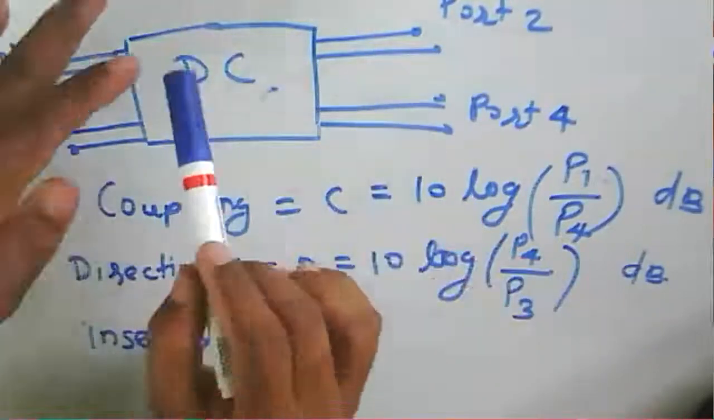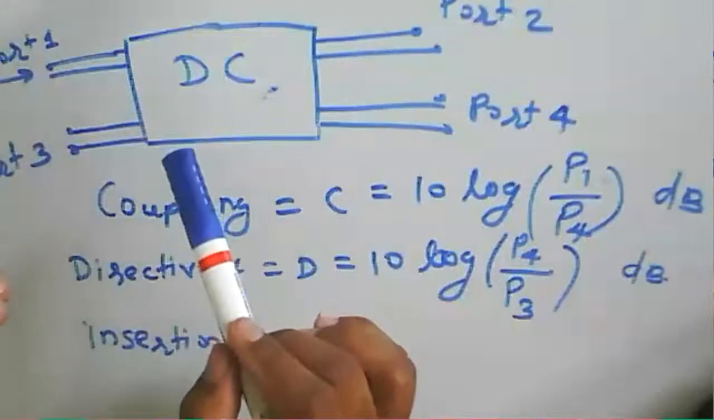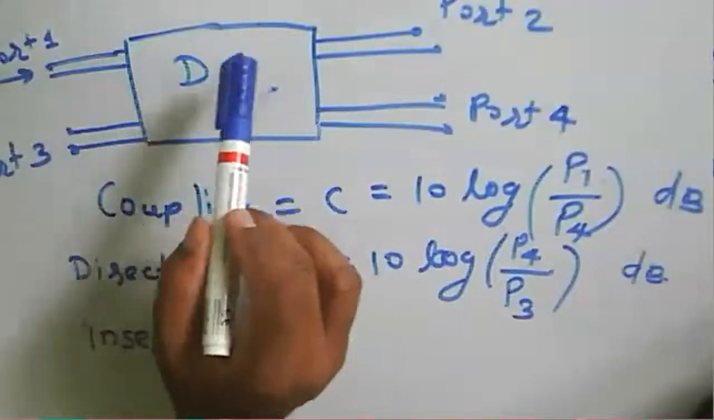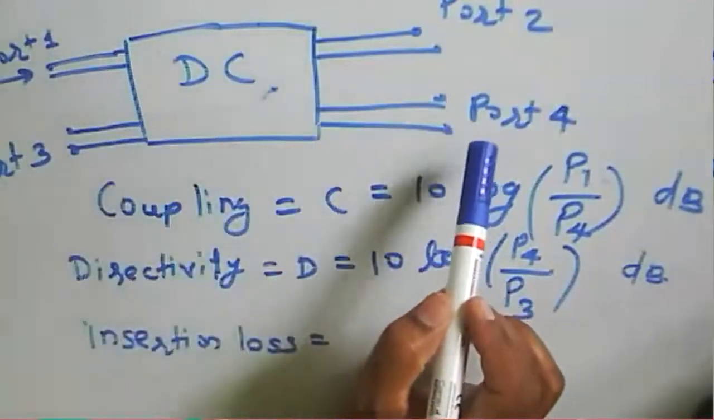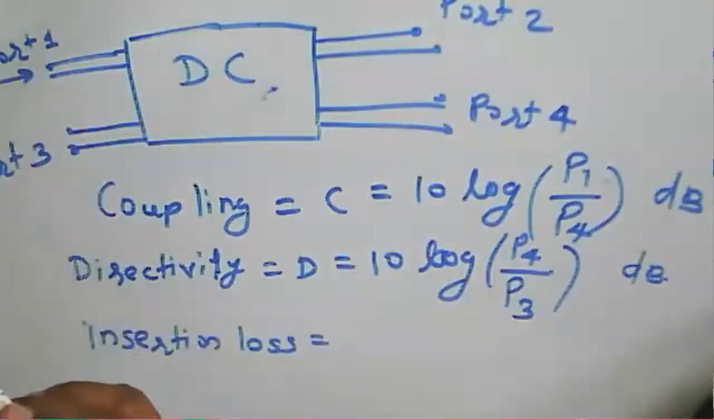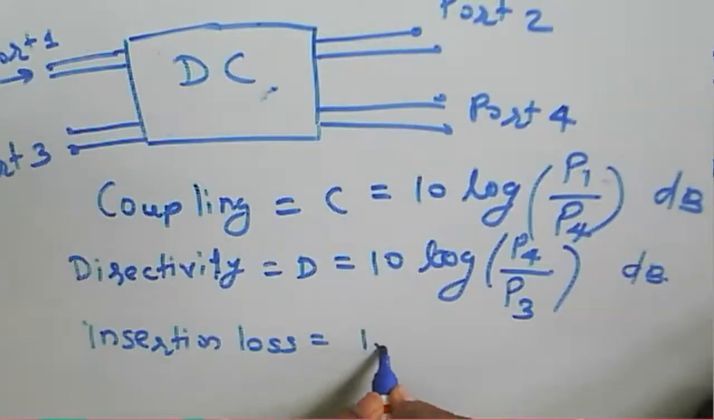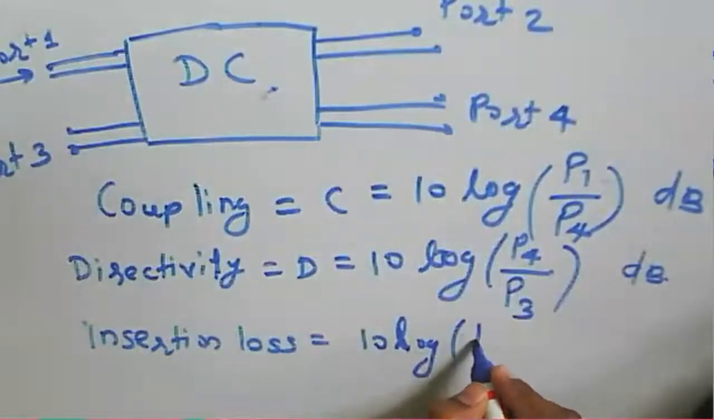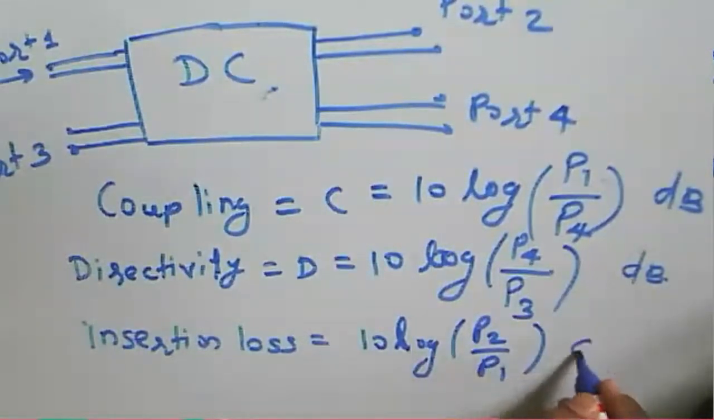Because another arm, or another secondary waveguide, is present, there will be a small degradation in the power, because power will be coupled to port 4 here. That's why power will be reduced at port 2. So what will be the loss that occurs because of the insertion of another waveguide on another arm? We can say that insertion loss is nothing but 10 log of P2 by P1, in dB.